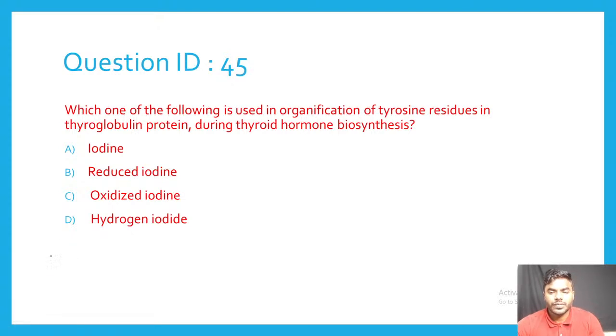Think and answer, think and answer. Which one of the following is used in the organification of the tyrosine residues in the thyroglobulin protein during thyroid hormone biosynthesis? If you belong to a zoology background, you might have done the experiments also. Slowly, slowly, slowly.